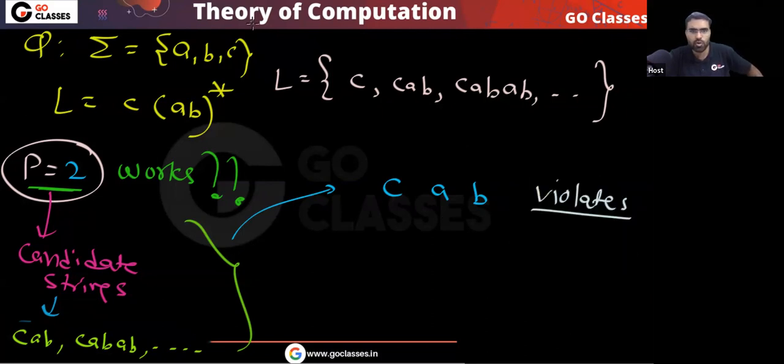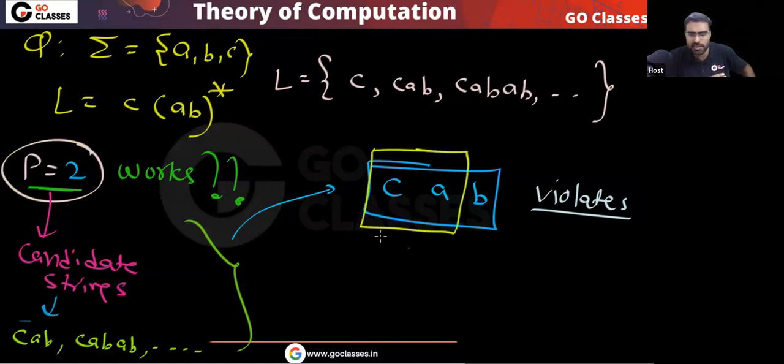Let's check. First of all, tell me where you will find y. This is your string, but where will you look for y? Your y will be within the first two symbols. Y must be in this area. Tell me how many possibilities there are for y. There are 3 possibilities for y. Yes or no?